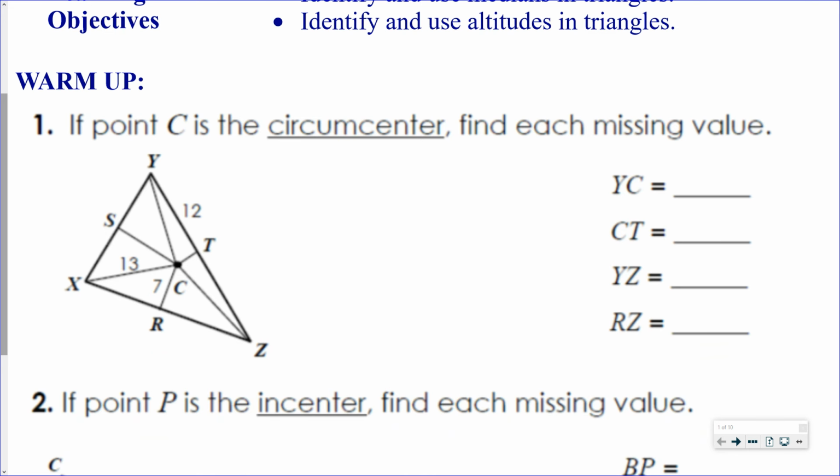If point C is the circumcenter, find each missing value. Who can tell me, raise your hand for this, what a circumcenter is? Ben? I believe it's the middle of all the angles. It's okay. Tyson? It's the point equal to all points of the triangle.